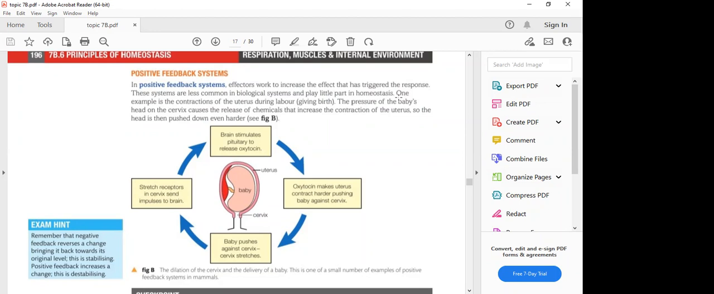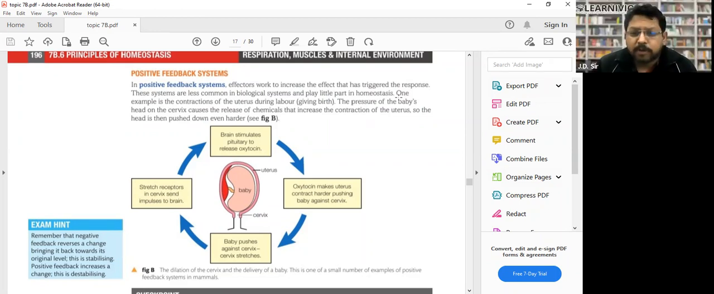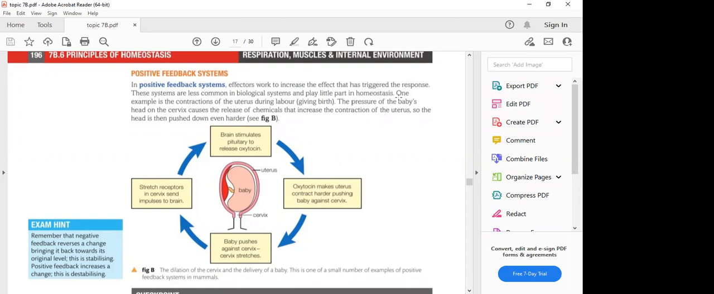So what's the difference between negative and positive feedback? Look, positive feedback is when you ask someone to do something, right? That is a positive feedback. Negative feedback is when you ask someone to stop something, that is negative feedback. Got it? Okay.